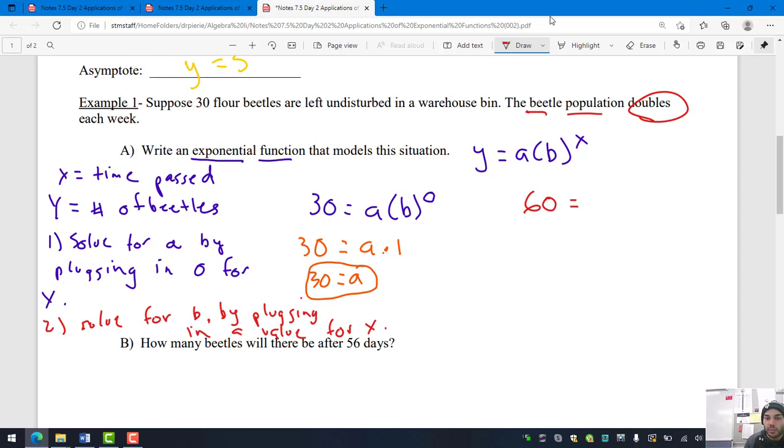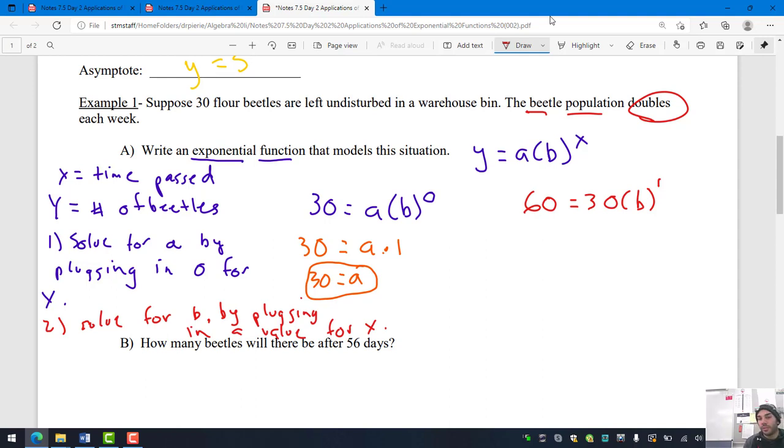Okay? Now, what are we going to do next? What we have to do next is figure out what B is equal to. We already know what A is equal to when we solved for it first. A is still equal to 30. I don't know what B is, so I leave it as a variable. But I know after 1 week, I should have 60 beetles. So X in this example would be equal to 1. After 1 week, our population doubles. We go from 30 to 60.